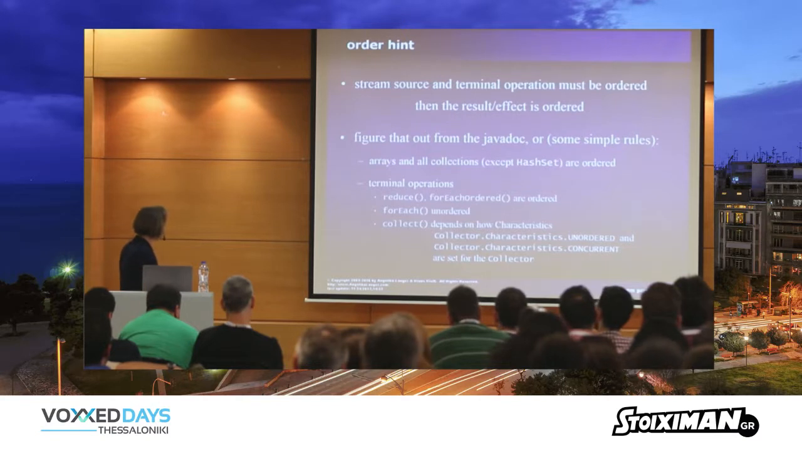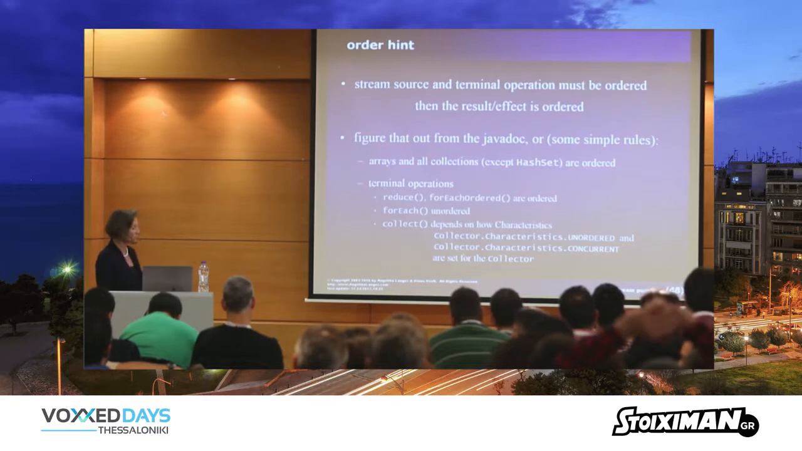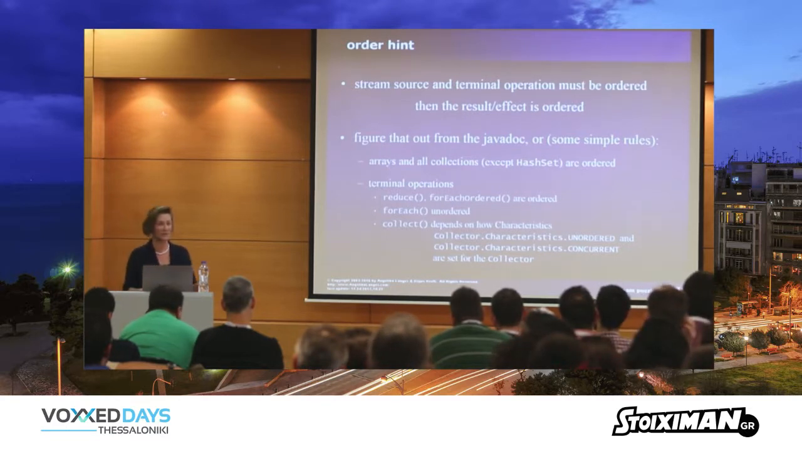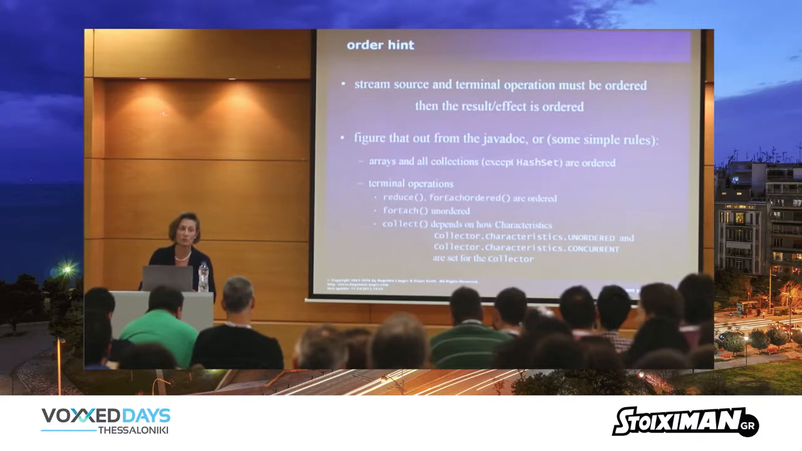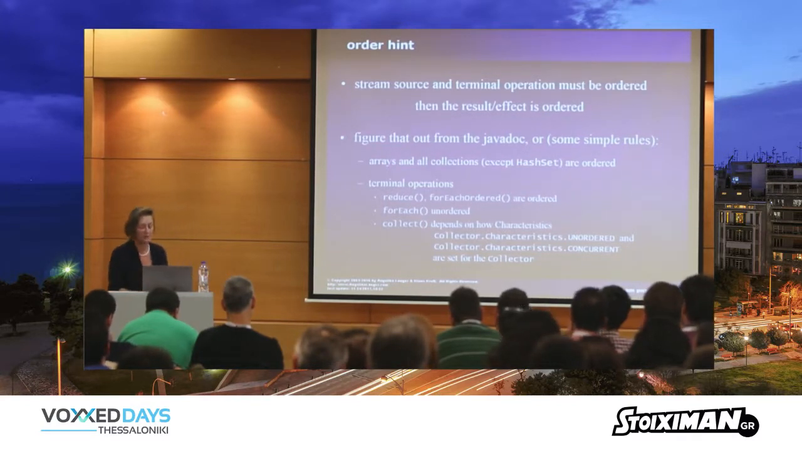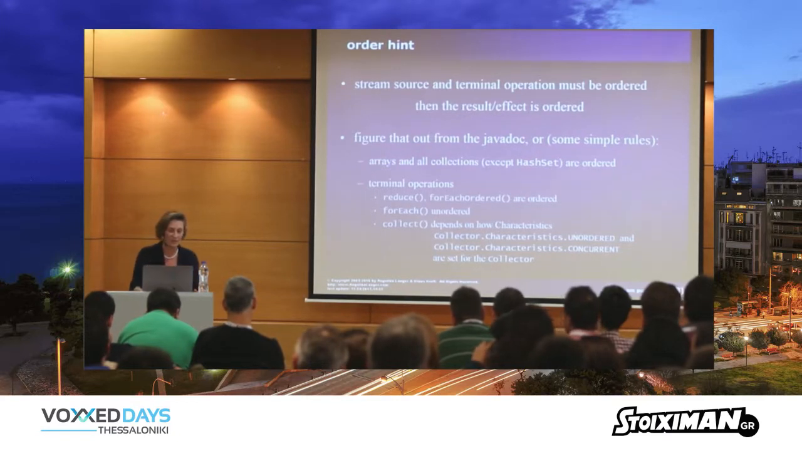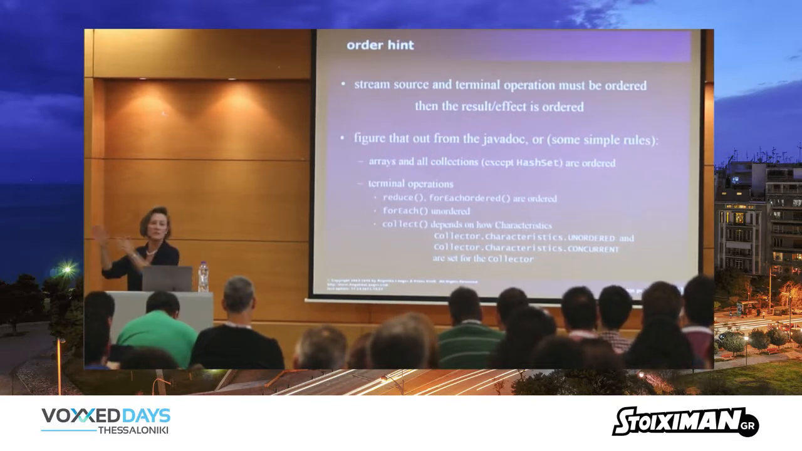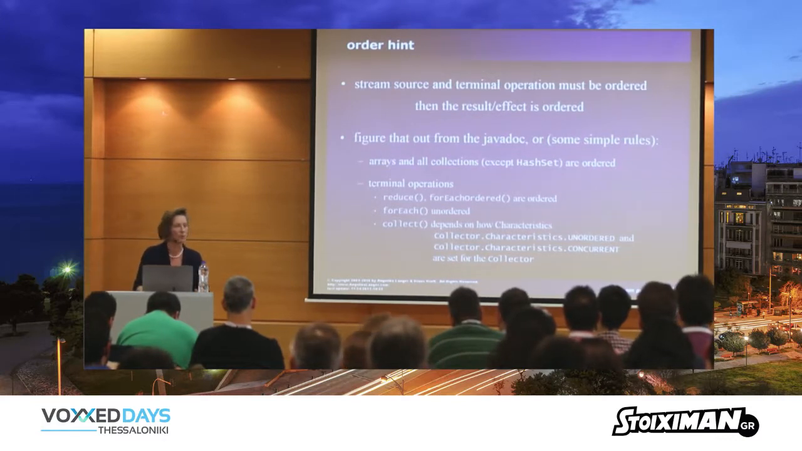And regarding the terminal operations, collect is one of the frequently used terminal operations. With collect, it depends on the collector whether it is order preserving or not. The collectors that you supply to the collect function have so-called characteristics. And if the characteristics have unordered and concurrent set, then you will get unordered results. For instance, the collectors that you most frequently use, probably toList, toSet, toCollection, these are ordered collectors.